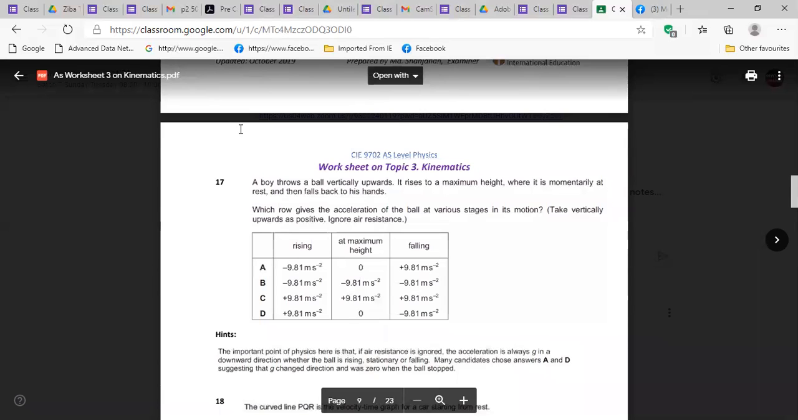A boy throws a ball vertically upwards. It rises to a maximum height where it is momentarily at rest and then falls back to his hands. Which row gives the acceleration of the ball at various stages in its motion? Take vertically upwards as positive, ignore air resistance.